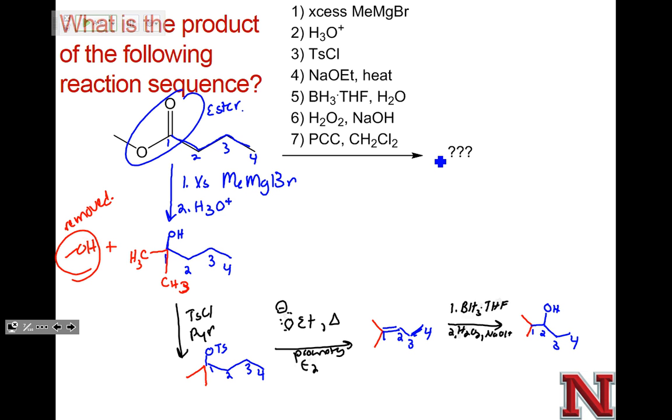Our last step is PCC and CH2Cl2. That's going to give us our carbon-oxygen double bond. It's going to form a ketone because it's not an N group. It's a secondary alcohol, but PCC can be used for secondary alcohols. Its selectivity comes when we're using a primary alcohol. So that's where our difference in selectivity is.